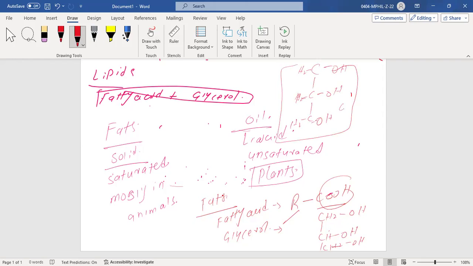So this is glycerol. Lipid is actually the combination of two things: glycerol and fatty acid. This RCOOH, when it combines with glycerol, we will study it when we discuss its structure, like the structure of some acids such as stearic acid, oleic acid, or triglycerides, how triglycerides are formed, and phospholipids, how they are formed.